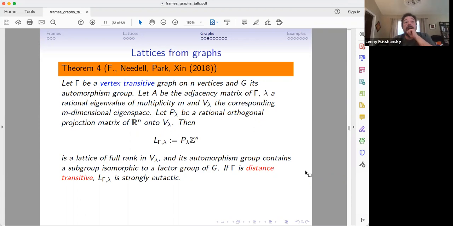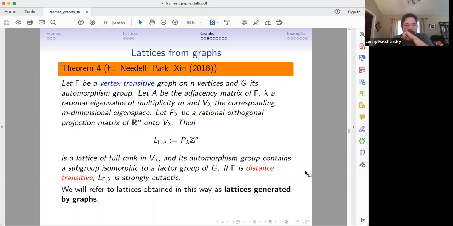So furthermore, the automorphism group of the lattice contains a factor group of G as its subgroup. So essentially, it's G mod the subgroup that fixes the eigenspace V sub lambda pointwise. Okay. So I will refer to lattices that we obtain this way as lattices generated by graphs.